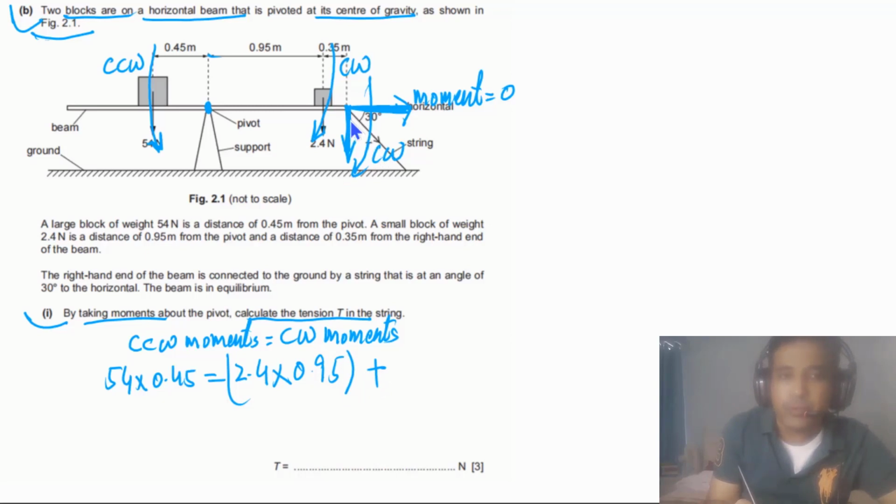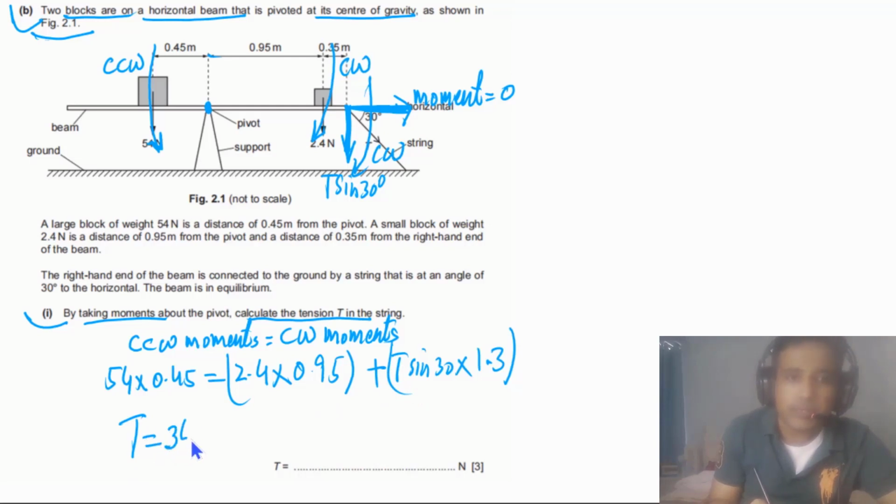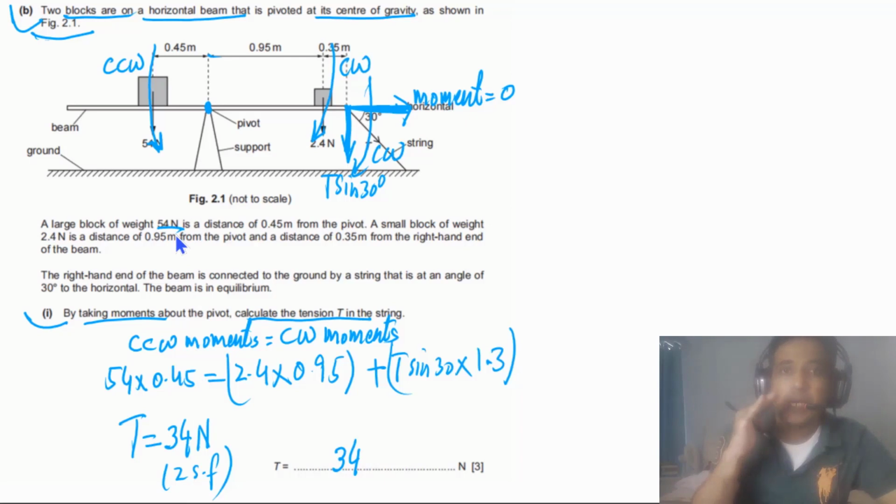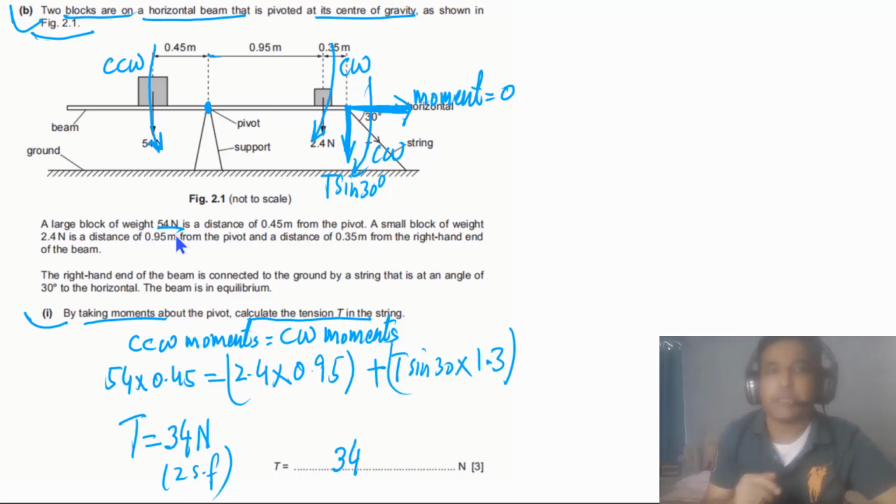And next we have the vertical component of tension, so this is T sine of 30 degrees, so we can write down T sine of 30 degrees, and the distance of this one is 0.35 plus 0.95, so this is 1.3 meters. Now simply we need to solve for T. If we solve this for T to 2SF, our answer will be equal to 34 newtons. So our final answer is 34 newtons to 2SF, because the given data is to 2SF, so our final answer also should be 2SF.